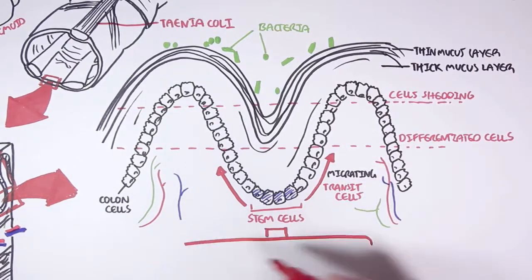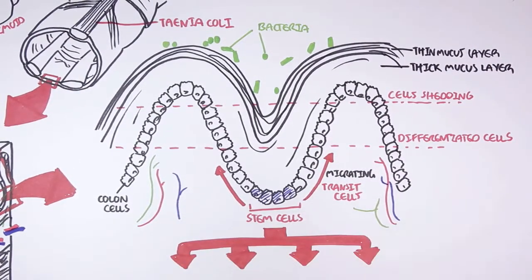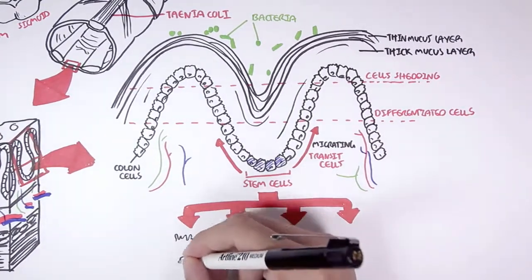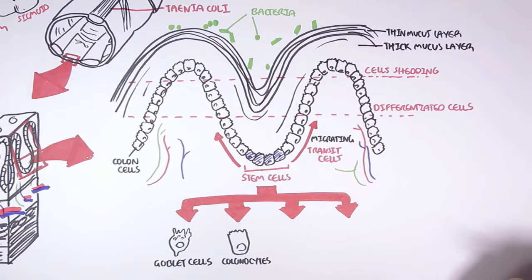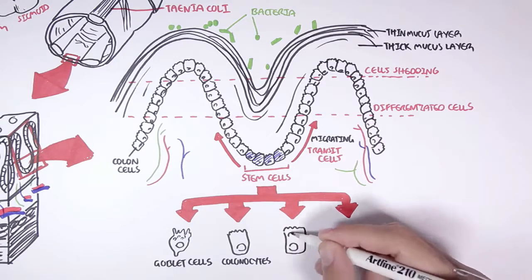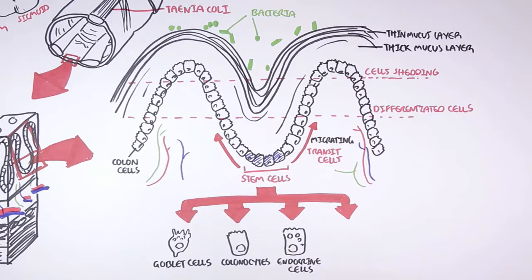The stem cells will eventually differentiate into four main types of cells. These are the goblet cells that secrete mucus, your regular colonocytes, which are, again, your typical columnar epithelial cells. Stem cells can also differentiate into endocrine cells that secrete hormones and peptides that maintain homeostasis of the gut. Now, in the colon, there can also be Paneth cells that arise from stem cells during development. However, these Paneth cells are confined in the small intestine after some time.